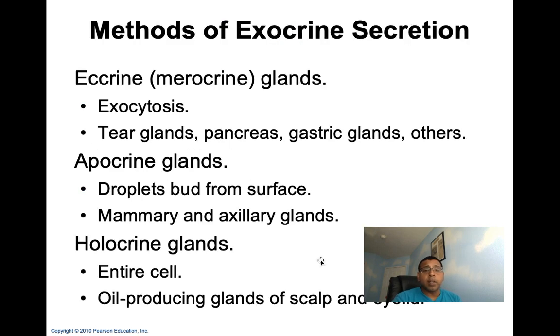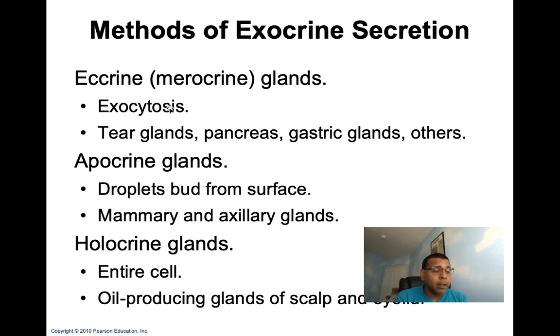And we talk modes of secretion, methods of exocrine secretions. Now, how do these glands secrete their products? These glands can either be merocrine glands, like our eccrine glands, where they secrete their products by exocytosis, you learned in bio. Exocytosis is vesicular transport out of the cell. For example, the pancreas, most sweat glands, and salivary glands.